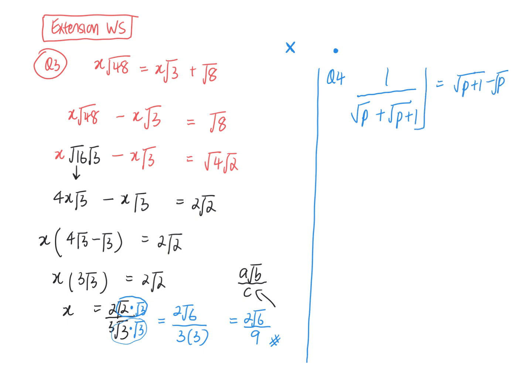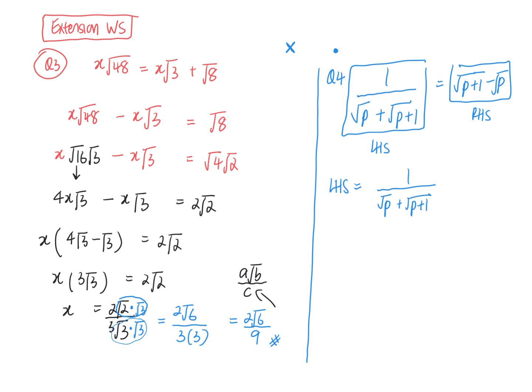So this is the left hand side of the expression. I want to show that it eventually becomes my right hand side. So what I will do is, from the left hand side of my equation, I will try to rationalize, because if you look at the right hand side, there's no denominator. So if I rationalize this, I will introduce the conjugate pair.